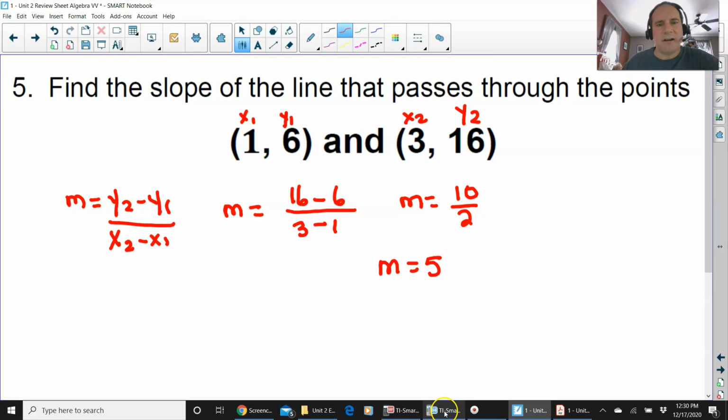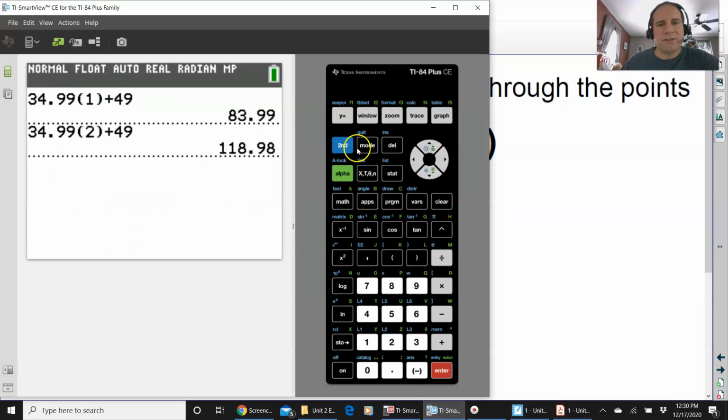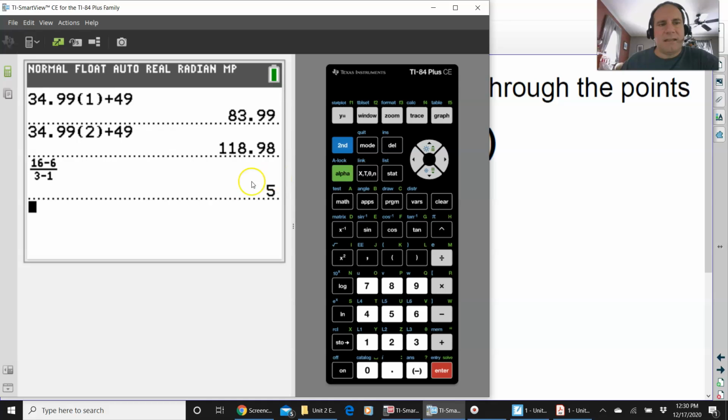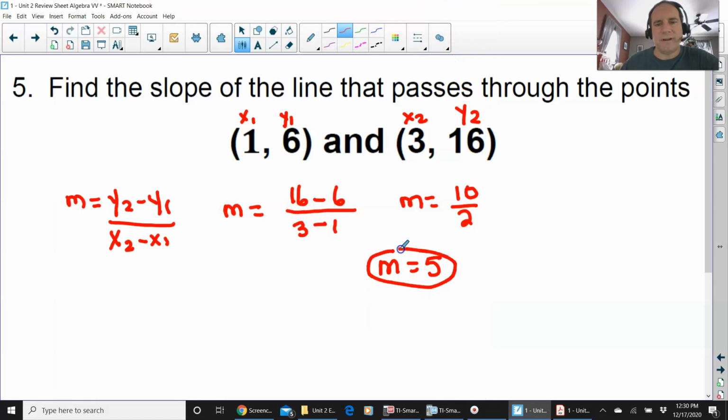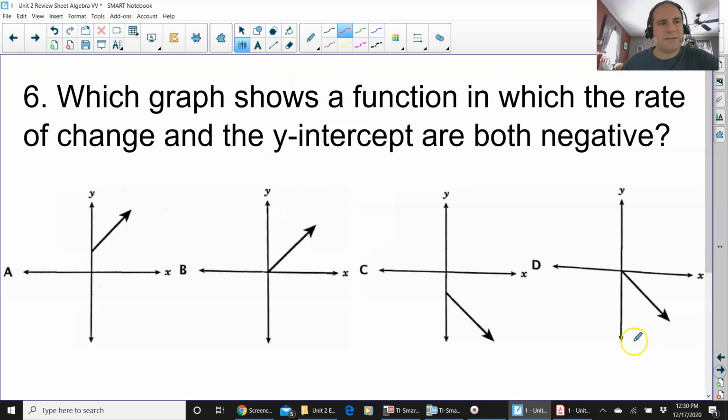Remember, you could use your calculator. 16 minus 6 on the top, and 3 minus 1 on the bottom as the numerator and denominator, and 5 would be your answer. Numerator up top, denominator on the bottom, and you get your 5. Slope of 5.